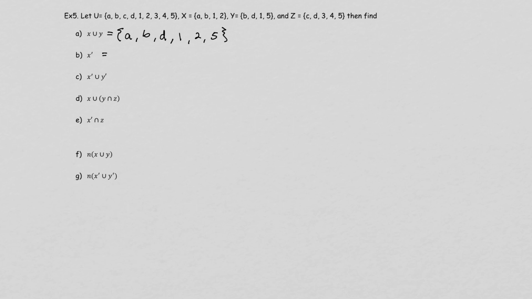For B, we want to find the complement of X. So everything from the universal set that's not in set X. We cannot use A because that's in X. We cannot use B because that's in X. That means we have C and D. And then we cannot use 1 or 2, so it will be 3, 4, 5.